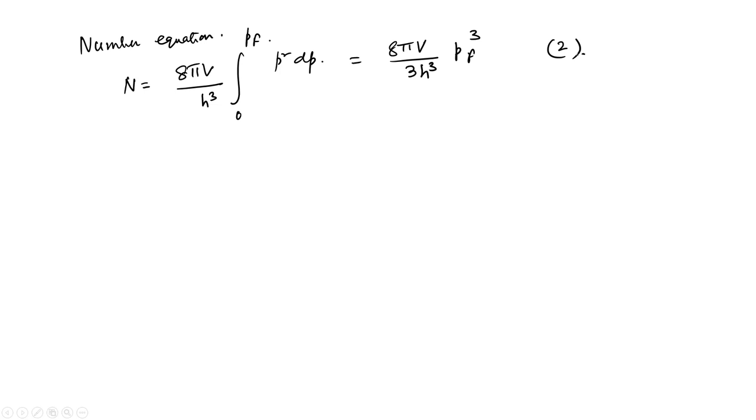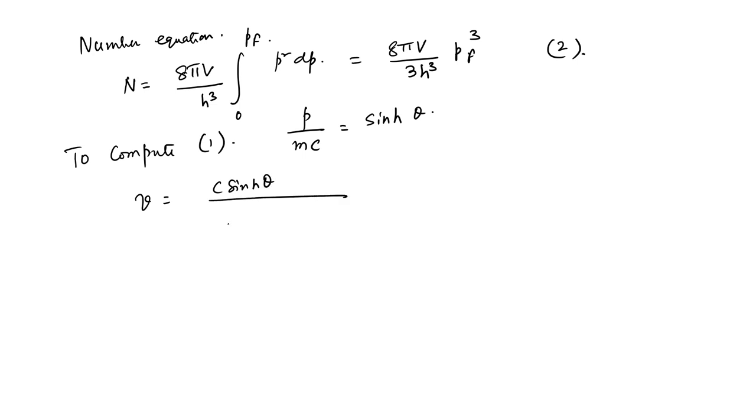So we have a fixed number of fermions, and if you want to compute equation 1, you can do a variable transform where p/mc is equal to sinh θ, and then v becomes equal to c sinh θ. So take a note that this is not sine θ, but it's a sine hyperbolic θ.